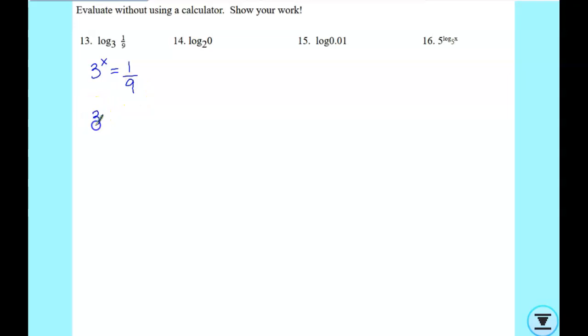So let's start off with getting our bases to be the same. So this would be 1 over 3 squared. And in order to get this to be a whole number, we just need to change the sign on our exponent. So this would be 3 to the power of x is equal to 3 to the power of negative 2. And so x would have to be equal to negative 2.